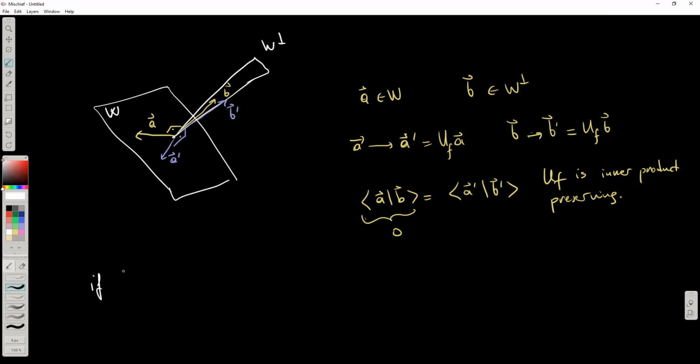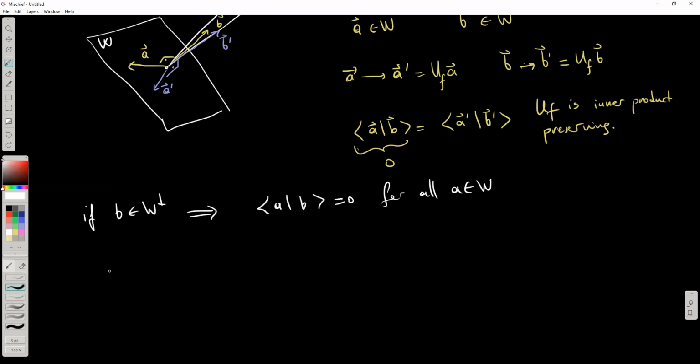So let's say it like this: if B is in W perp, this implies that the inner product of B with A, let's say, I don't know how to express this. Yeah, let's just forget about this vector notation, all right? If B is a vector in W perp, then that's equal to 0 for all A in W, okay? Obviously. In any case, we would like to see, we define B prime as UF applied on B, and as a result, we just choose A to be in W and then try to see if this inner product is equal to 0. So we can do it like that. So that's A dagger multiplied with B prime.